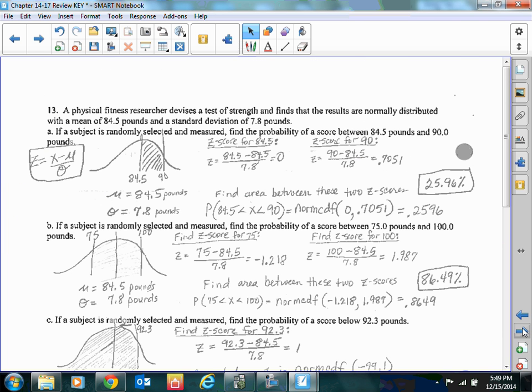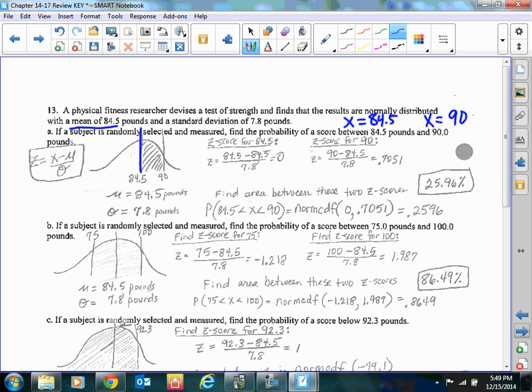All right, 13a is also a normal curve problem. It is between two x values. So I wanted to remind you how to do that. You have a mean of 84. When you have a mean of 84 and it wants to know from that value the area between this x score of 84.5 and this x score of 90, you need to find a z-score for both of those x values. The z-score for this mean is 0. The z-score for the x value of 90 is 0.7051.